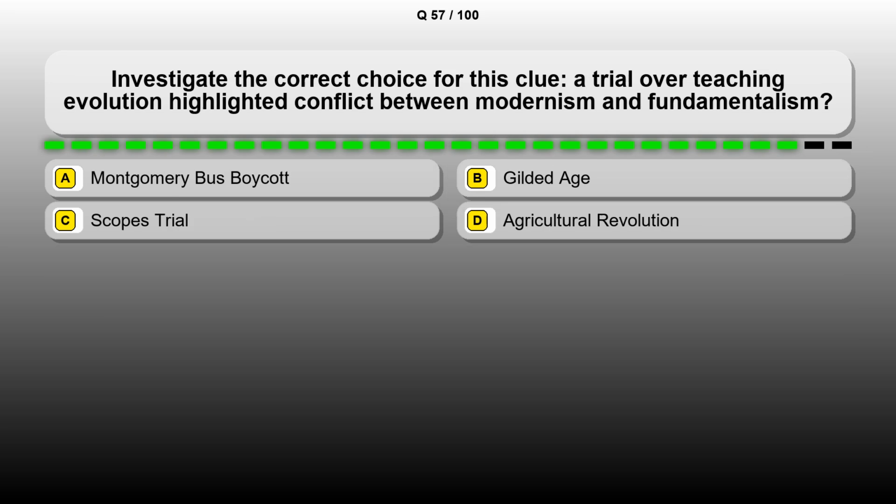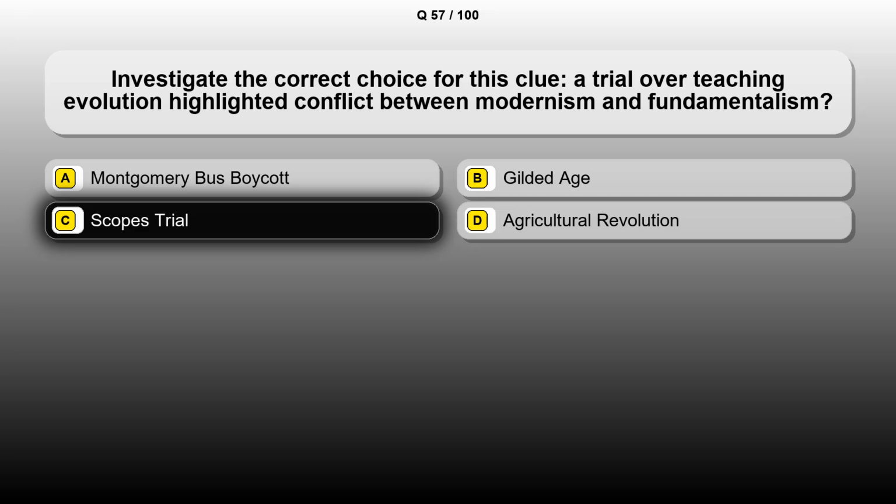Question 57. Investigate the correct choice for this clue. A trial over teaching evolution highlighted conflict between modernism and fundamentalism. Option A, Montgomery bus boycott. Option B, Gilded Age. Option C, Scopes trial. Option D, Agricultural Revolution.